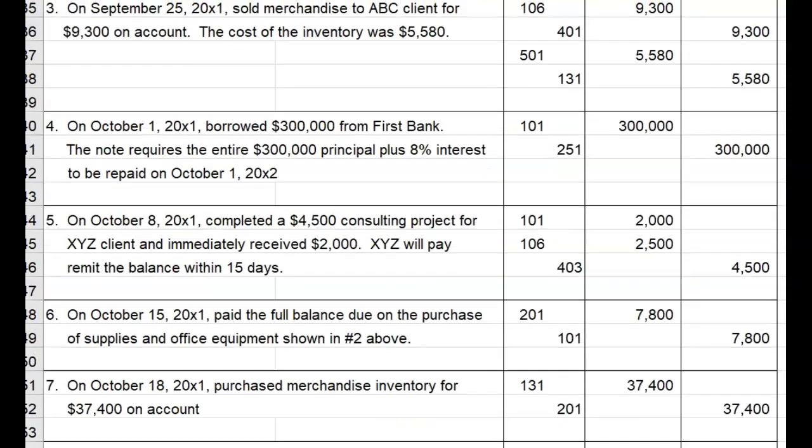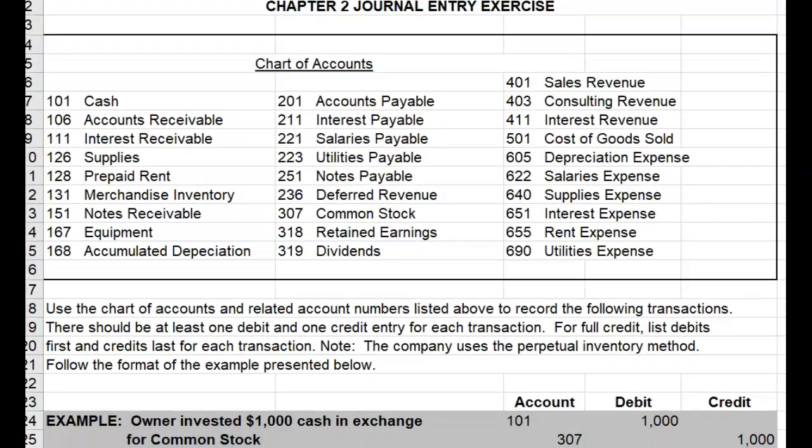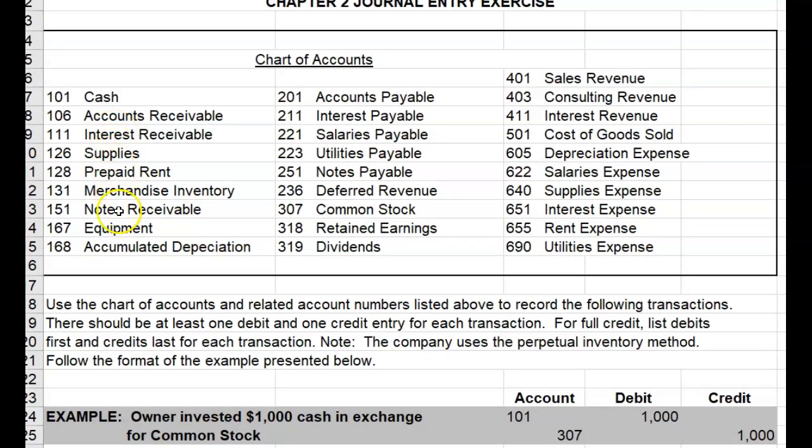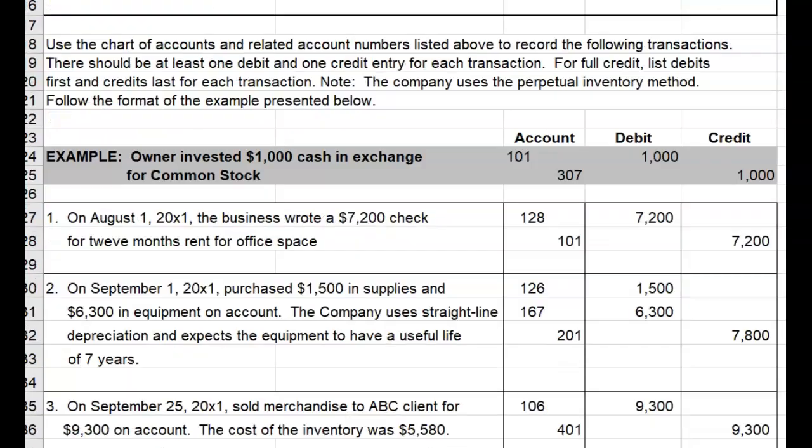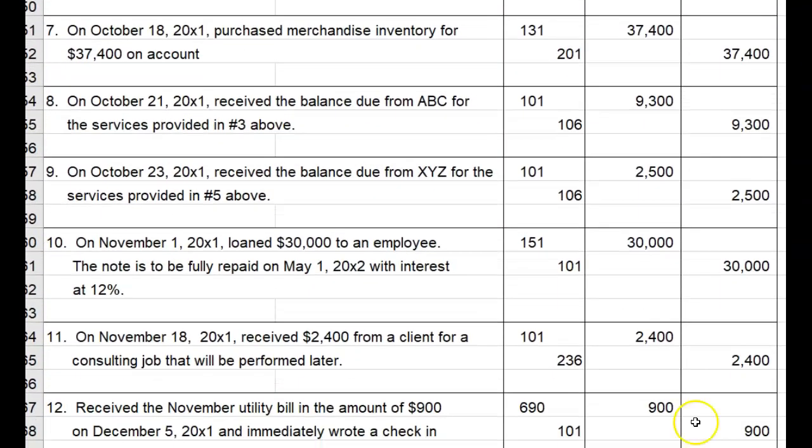So looking at our chart of accounts, notes receivable, 151, and cash, of course, is 101. So the journal entry is a debit to account 151, $30,000, and credit to cash 101 for $30,000.